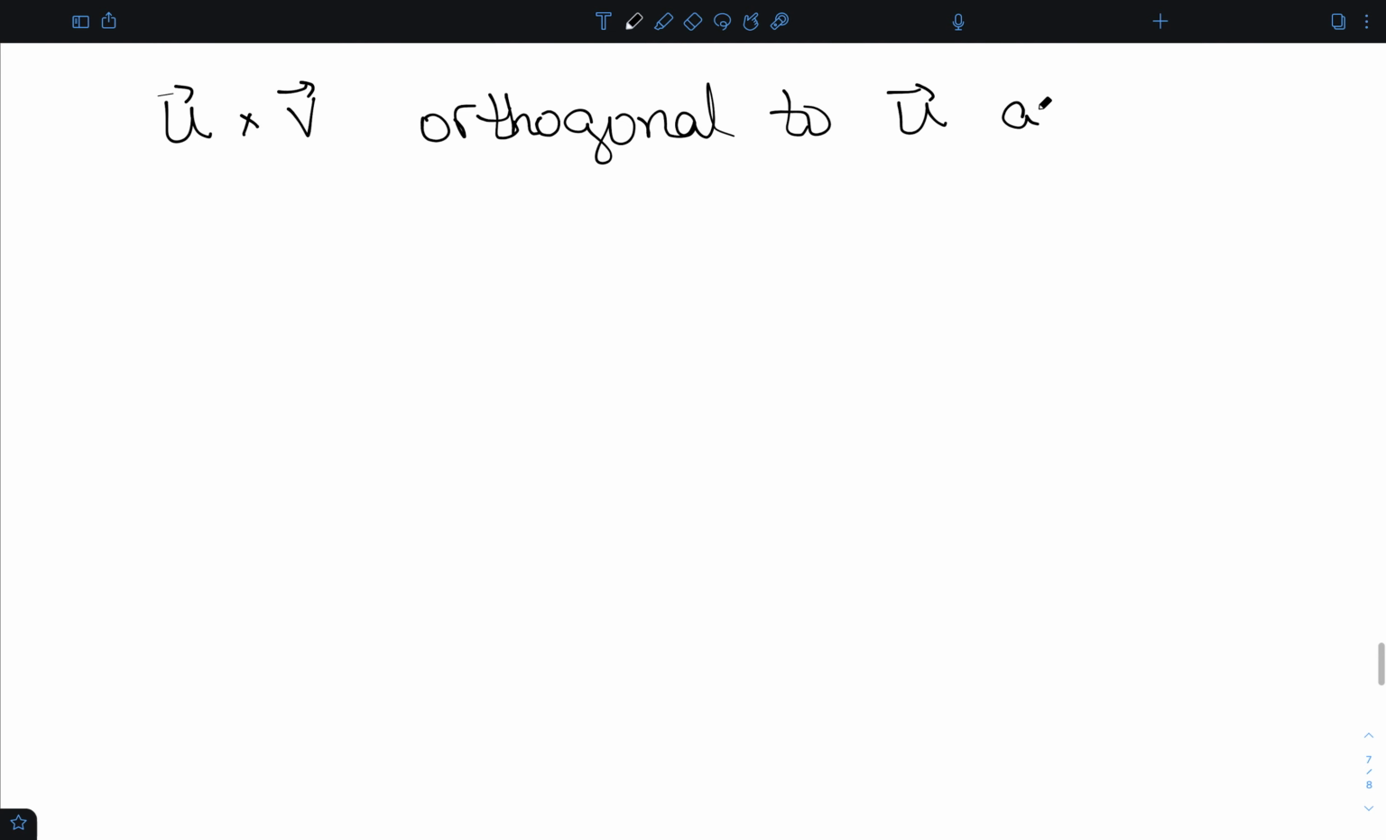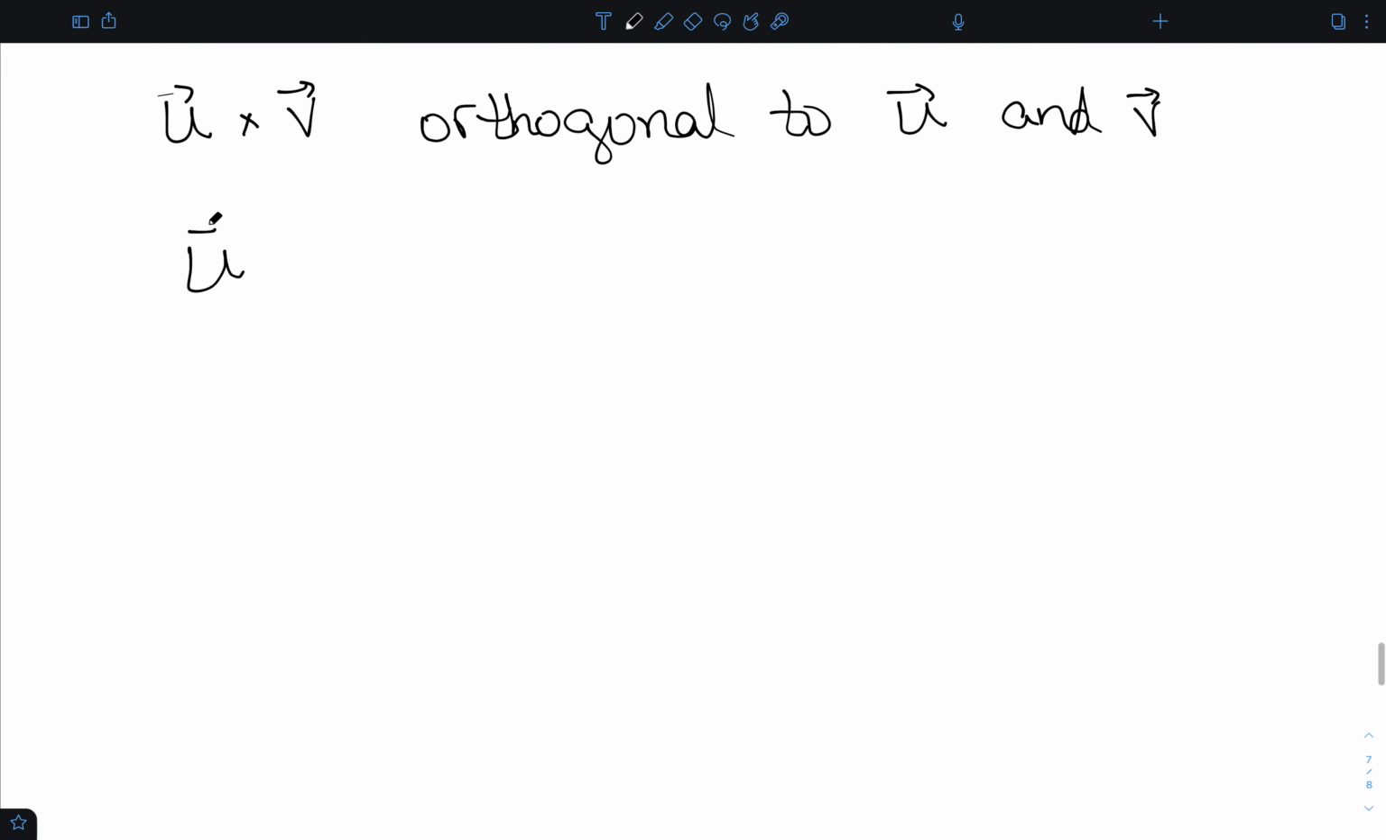Now that we know how to find the cross product, the next question is, what is it? Well, the cross product of two vectors, u and v, will always be orthogonal to both u and v. So it is a vector that is orthogonal to u and v.